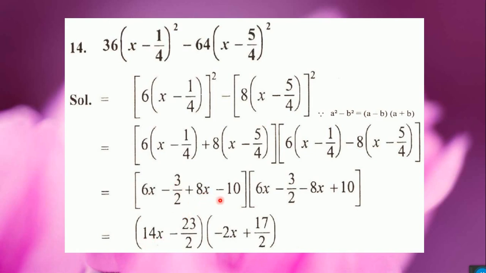And minus 3/2 minus 10, we will add them by using the LCM method, taking first the LCM and then adding. You will get minus 23/2. And 6x minus 8x, these are the like terms. So 6 minus 8, it is minus 2, x as it is. And minus 3/2 plus 10, its answer is plus 17/2. So these are the factors of this given algebraic expression.